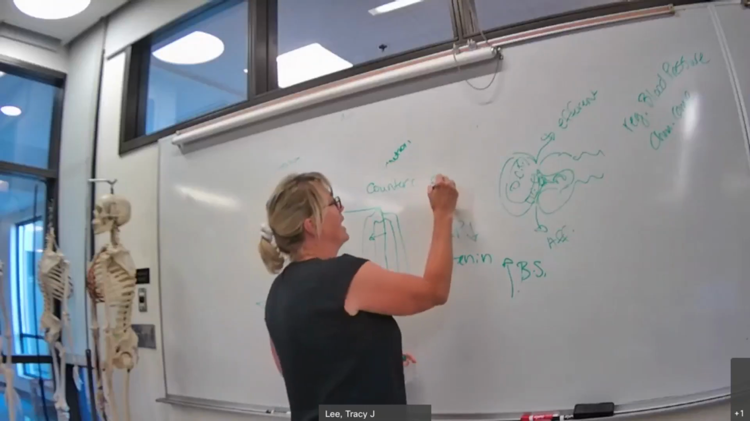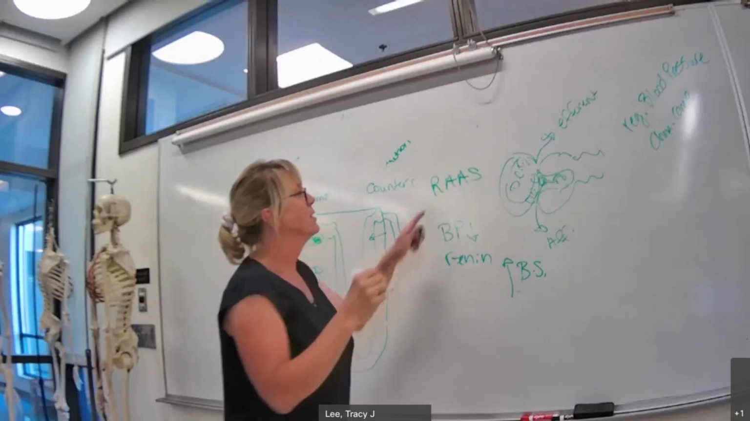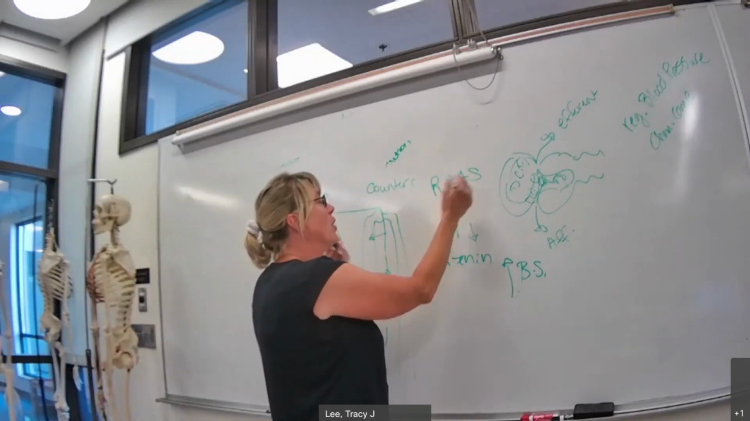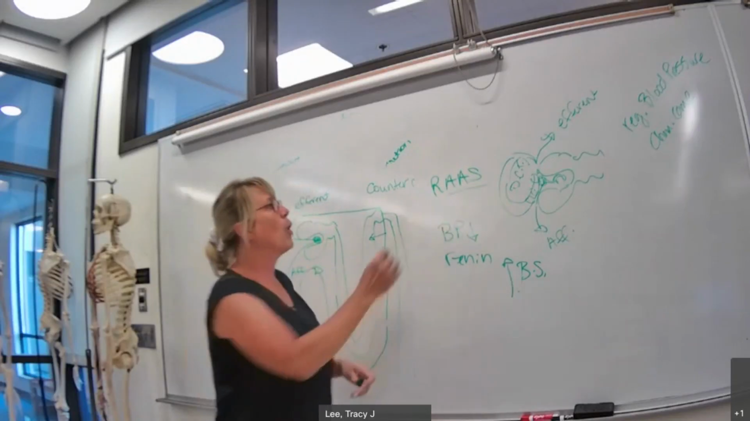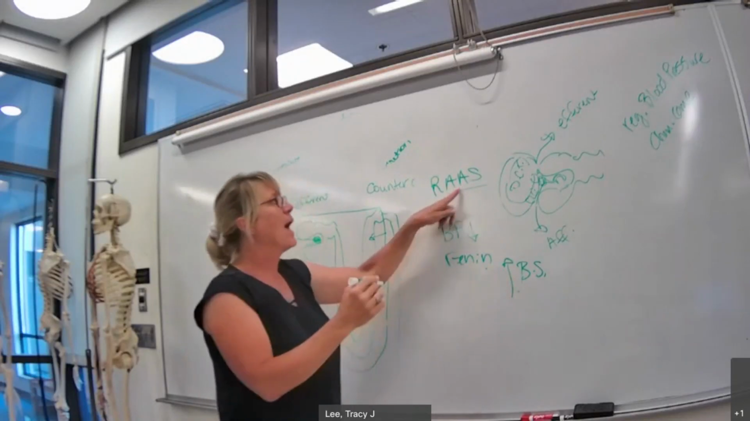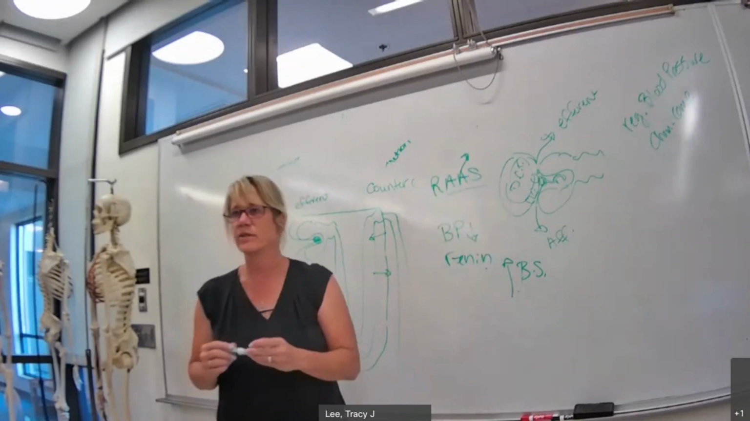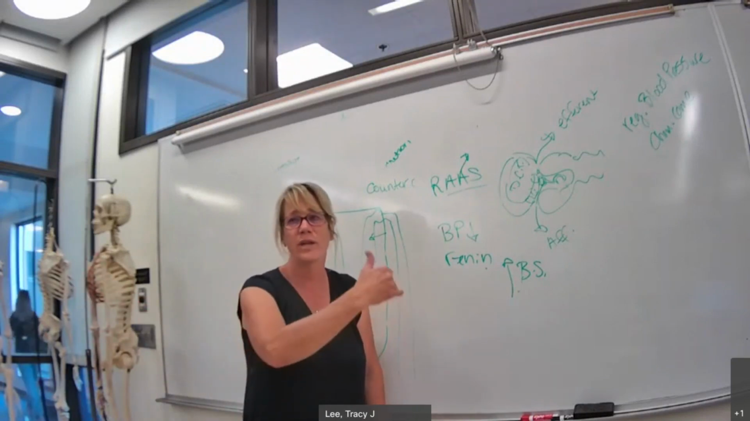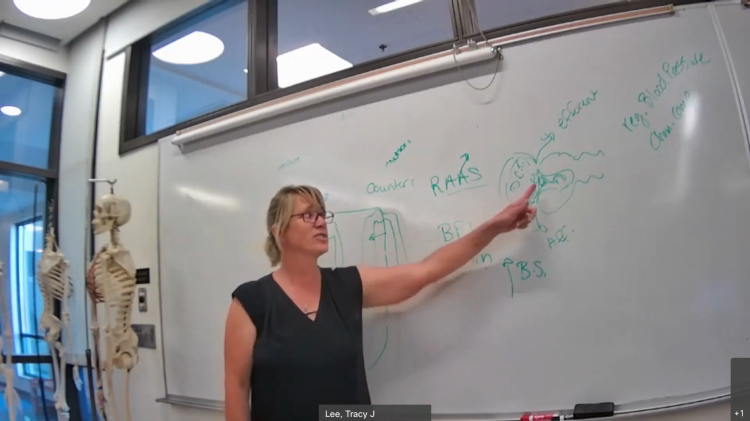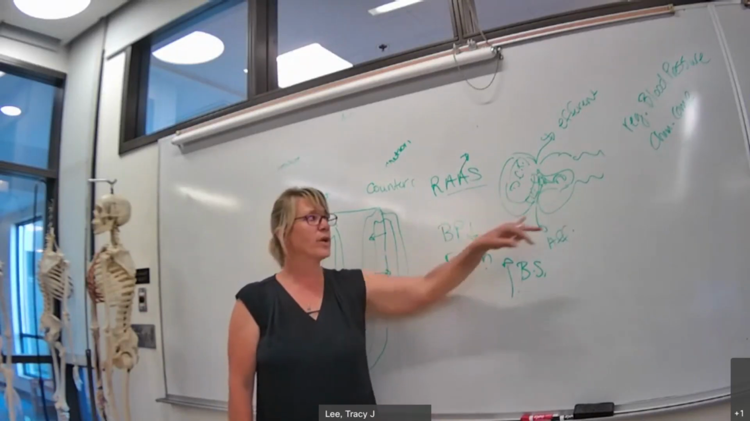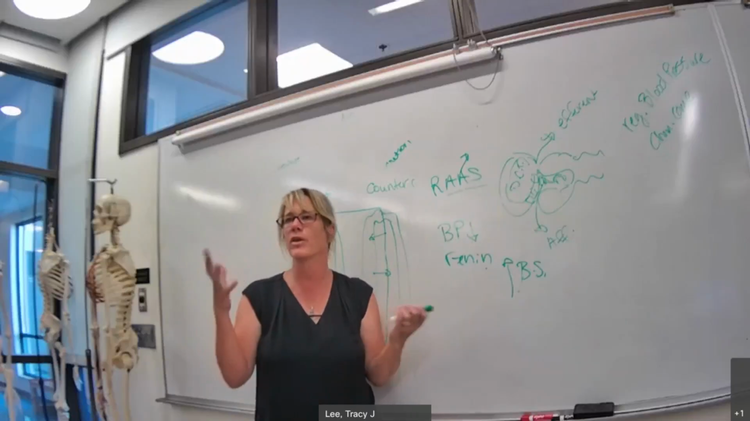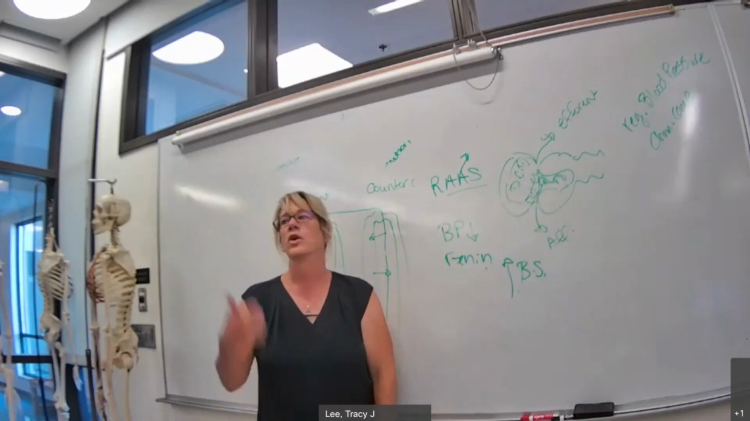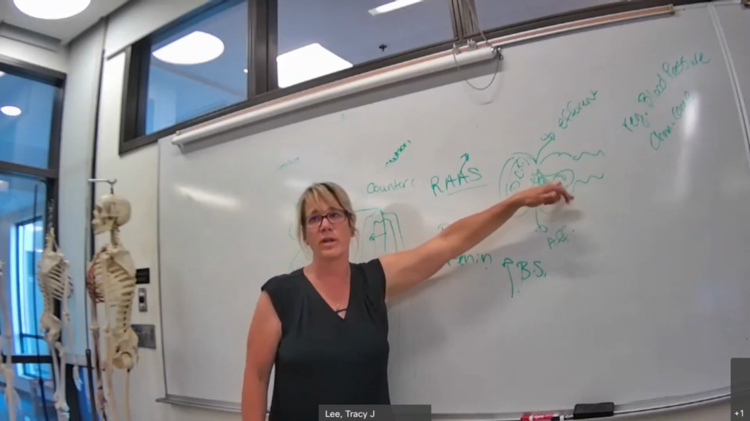The other thing, we call it the RAAS system, the renin-angiotensin-aldosterone system. You don't have to know all that, just call it the RAAS. But one of its components is renin, and one is aldosterone. What does aldosterone do? Holds on to salt, which means I hold on to water. Is that going to change the volume? Yes. So both renin and aldosterone are part of this RAAS system, which is going to ramp up my volume to my glomerulus.